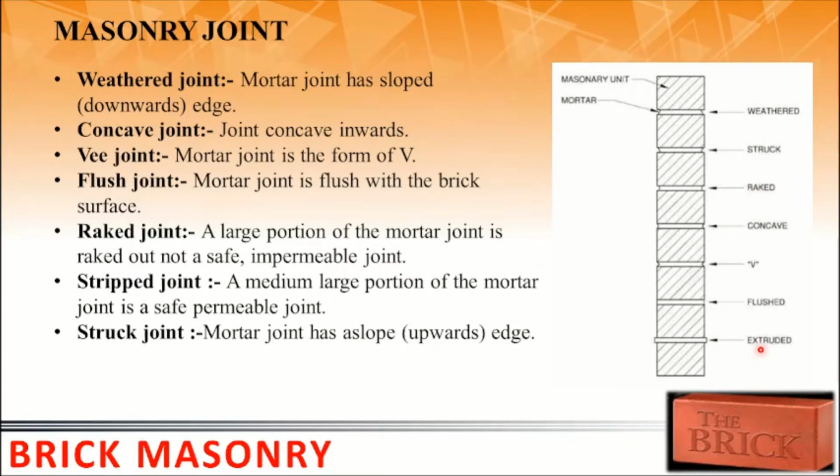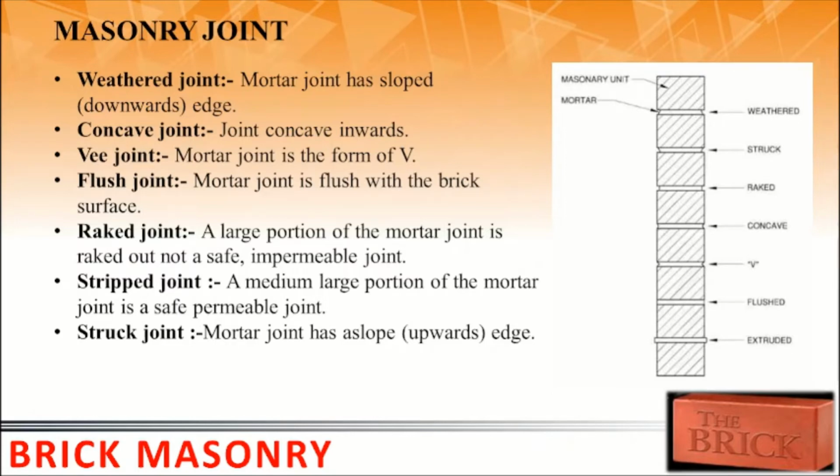First, the weathered joint. Mortar joint has a sloped downward edge. The concave joint. Joint concave inwards. V joint. The mortar joint is in the form of V. Flush joint. Mortar joint is flush with the brick surface. Ragged joint. A large portion of the mortar joint is ragged out, not a safe impermeable joint. Strip joint. A medium large portion of the mortar joint is a safe permeable joint. Struck joint. Mortar joint has a slope upward edge.